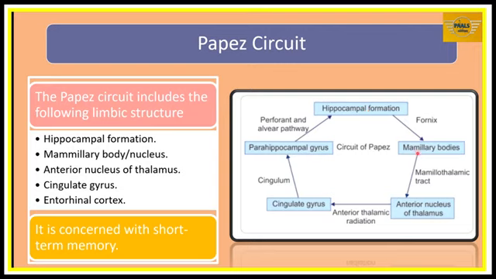to the mammillary body in the hypothalamus, the anterior nucleus of thalamus in the thalamus, the cingulate gyrus in the cerebrum, the entorhinal cortex within the parahippocampal gyrus, and back to the hippocampal formation. It is concerned with short-term memory.